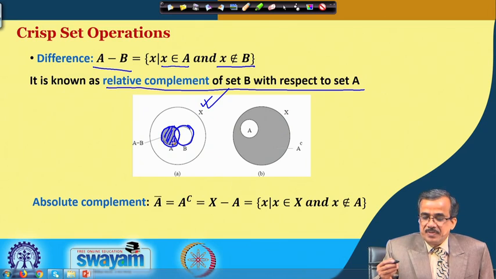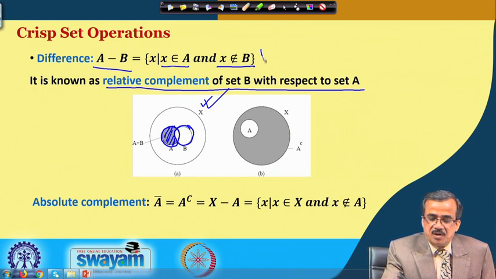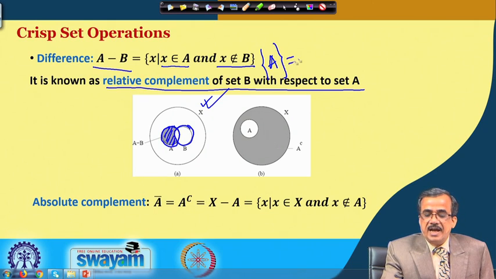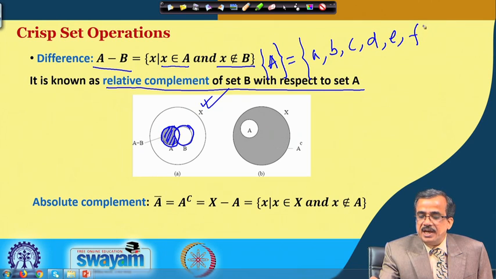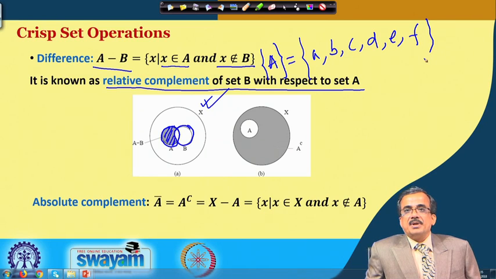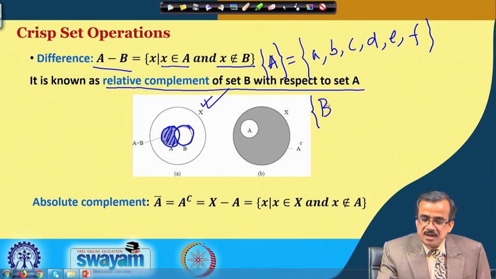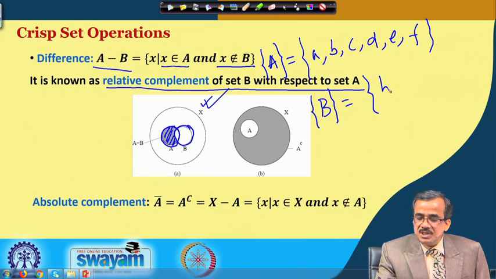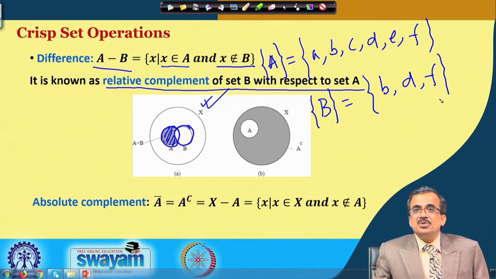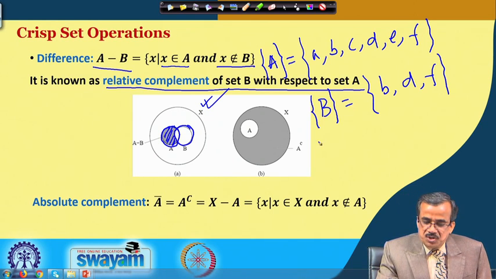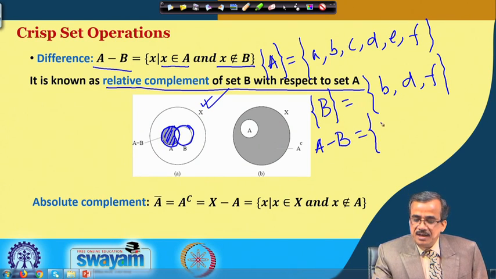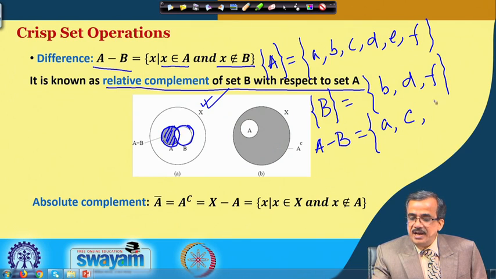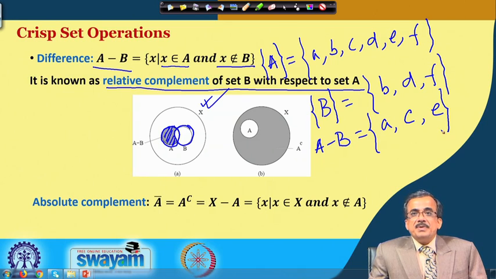Now, let me take a very simple example. Supposing that I have a classical or crisp set A, which has a few elements: A, B, C, D, E, F. So, I have 6 elements. Now, I have another crisp set denoted by B, and supposing that this is B, D, F. So, there are 3 elements. Now, how to find A minus B? It is very simple. I will get A, then C, and then E. This is the difference between A and B, or the relative complement of B with respect to A.